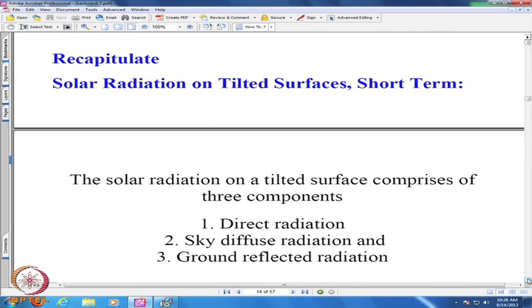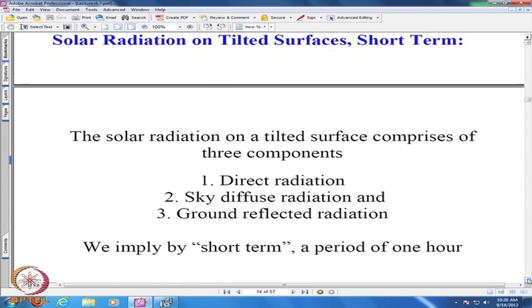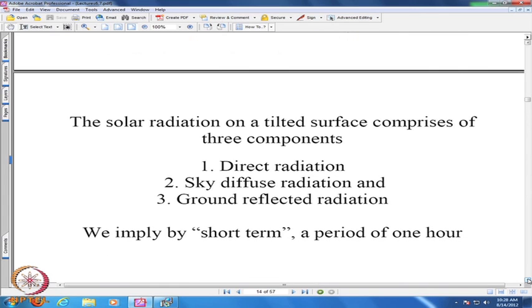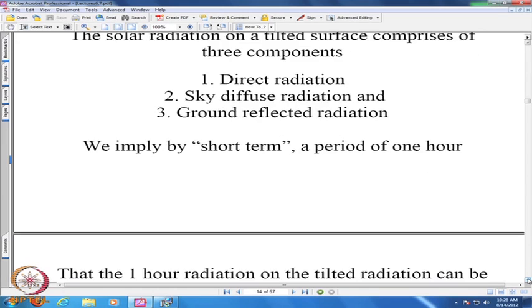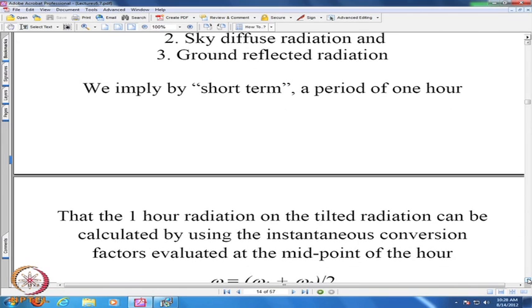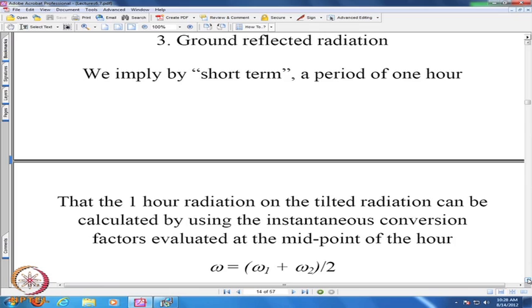So, the solar radiation on a tilted surface in general comprises of three components: direct radiation, sky diffuse radiation and ground reflected radiation. We imply by short term a period of 1 hour, and that the 1 hour radiation on the tilted surface can be calculated using instantaneous conversion factor at a point equal to the midpoint of the hour. If the hour is designated as duration between omega 1 and omega 2, you calculate R b at omega given by omega 1 plus omega 2 by 2.